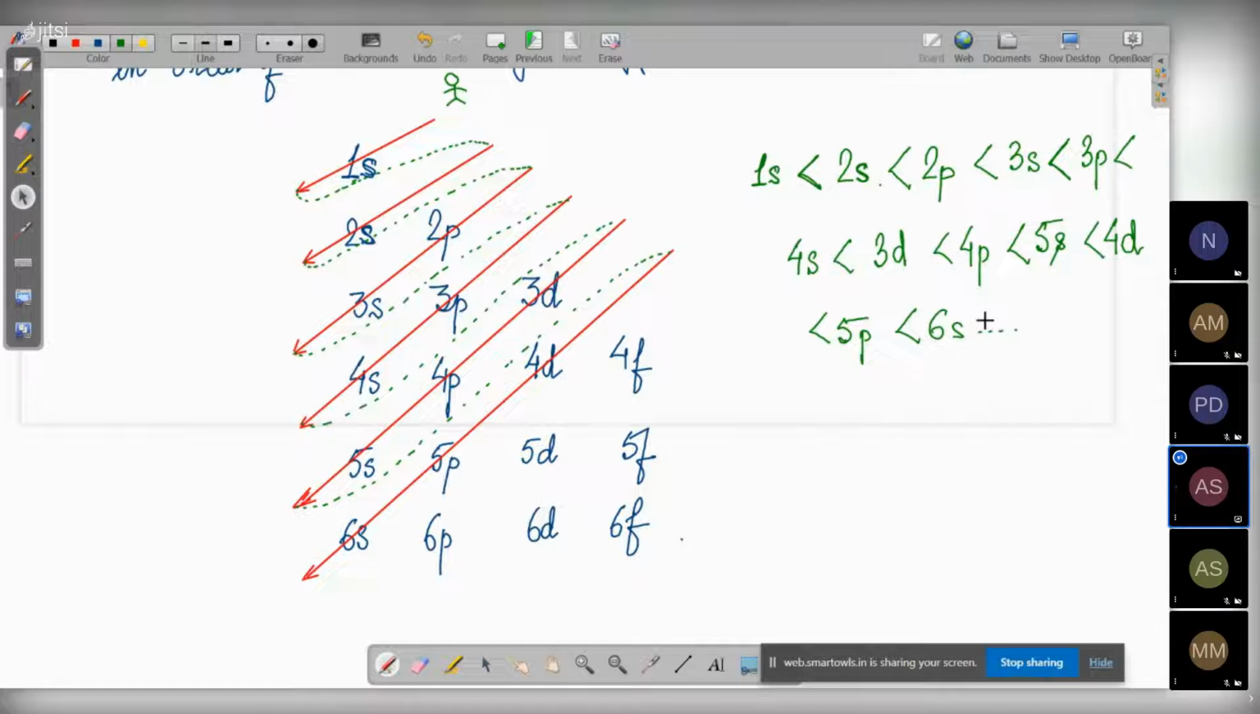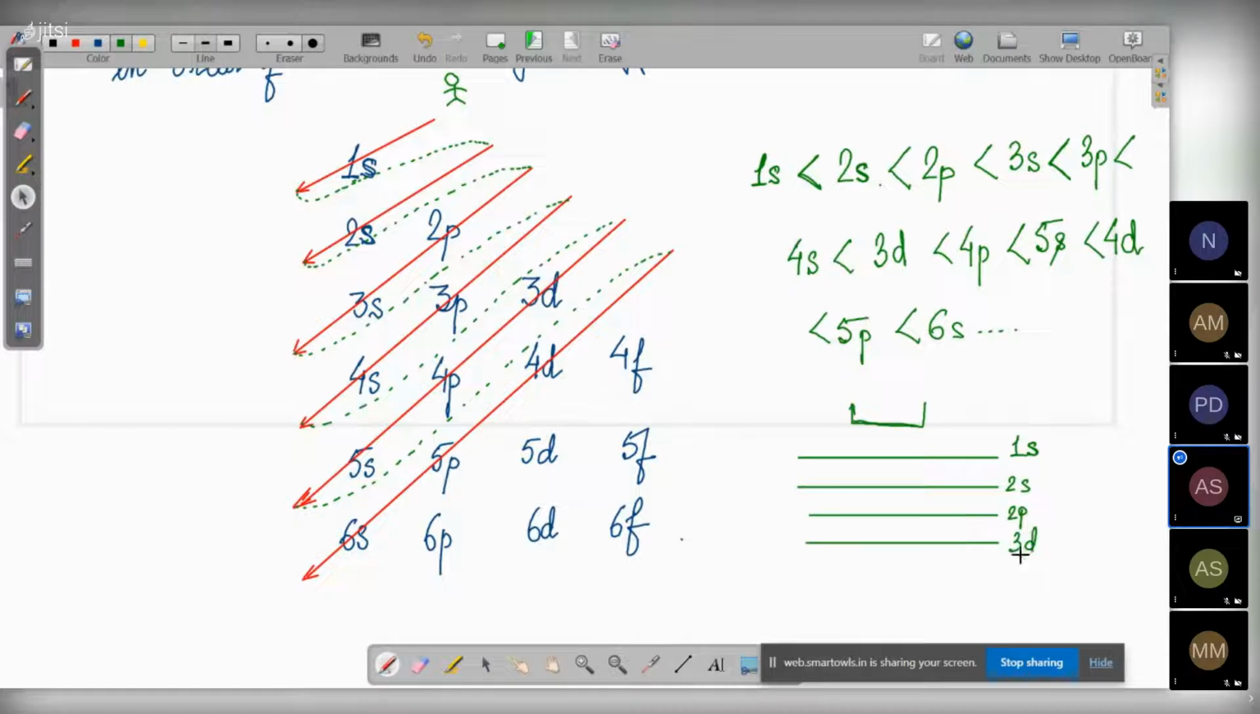It is as if we have an auditorium kind of situation. Suppose this is an auditorium. This is the stage, and these are the rows of seats, the sitting arrangement in the auditorium. So the situation is something like this: the first row of seats is called 1s, then you have 2s, then 2p, then 3d, like this.